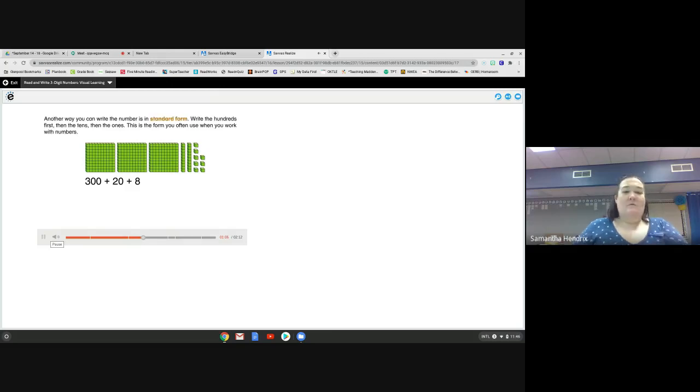Another way you can write the number is in standard form. Write the hundreds first, then the tens, then the ones. This is the form you often use when you work with numbers.